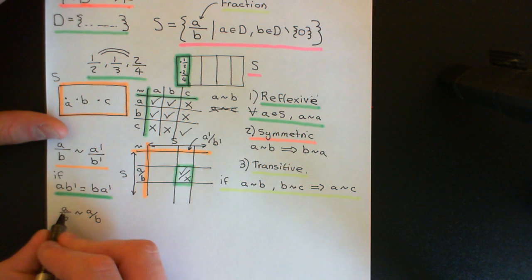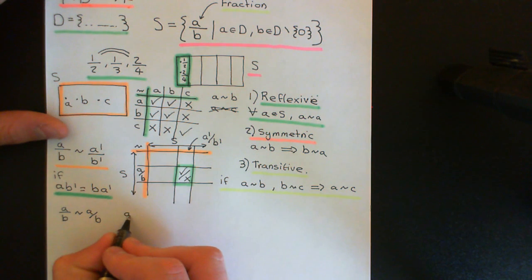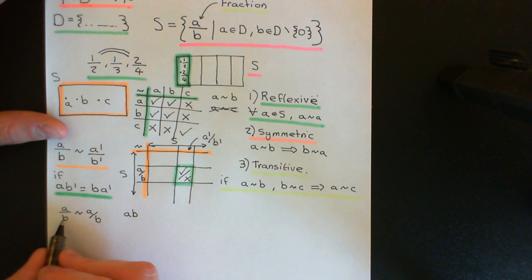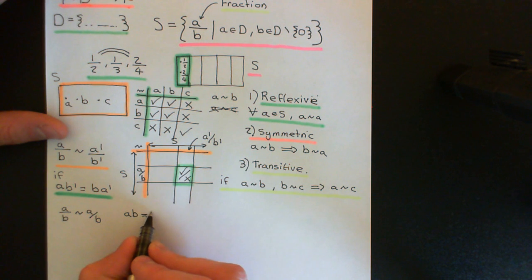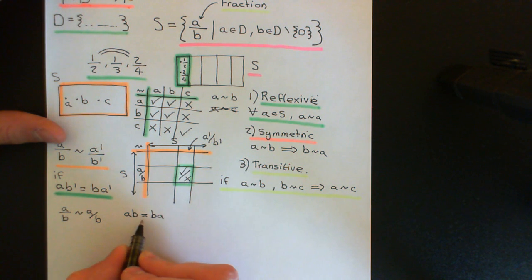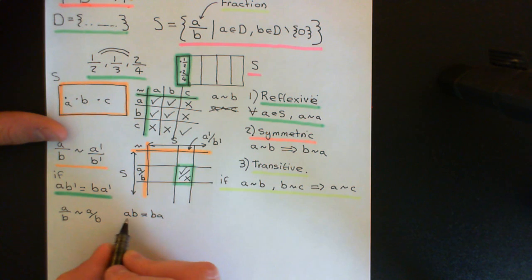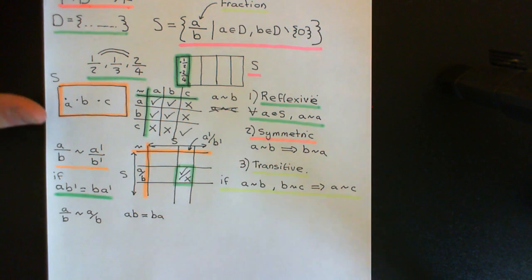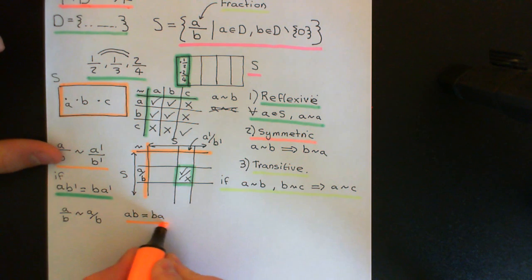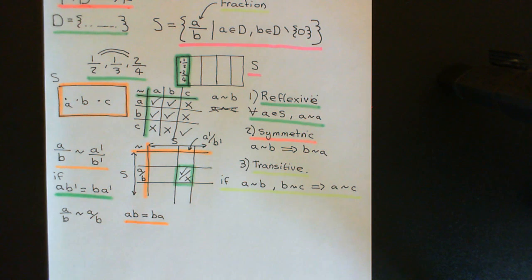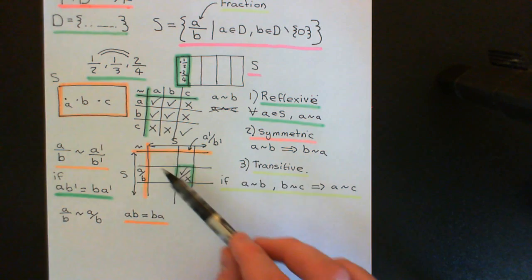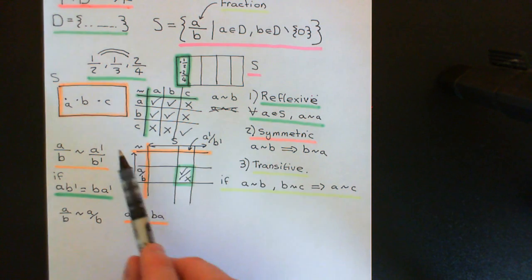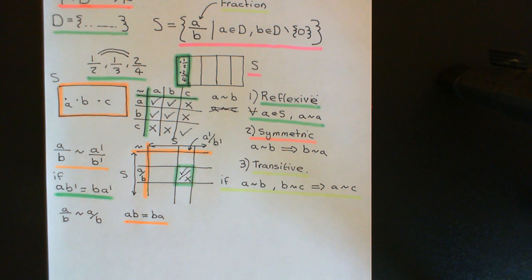Take the numerator here, multiply it by the denominator here, you'll get a times b. Take the denominator here, multiply it by the numerator here, you'll get b times a, but of course in the integral domain here, multiplication is commutative. So these two things are exactly equal to one another, and that's absolutely fine. So indeed, all fractions will be related to themselves, so you'll have ticks all along the diagonal entries in this relation table here.